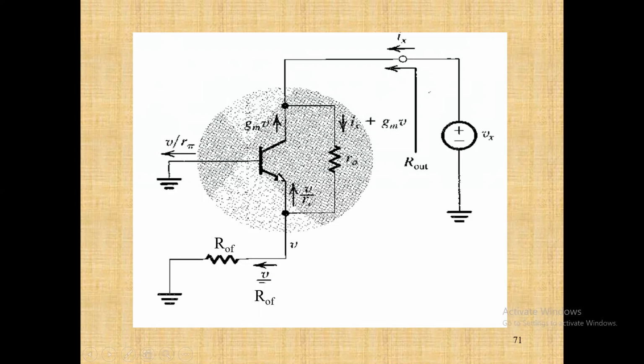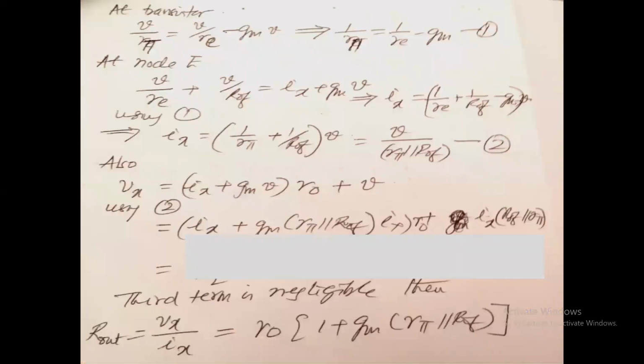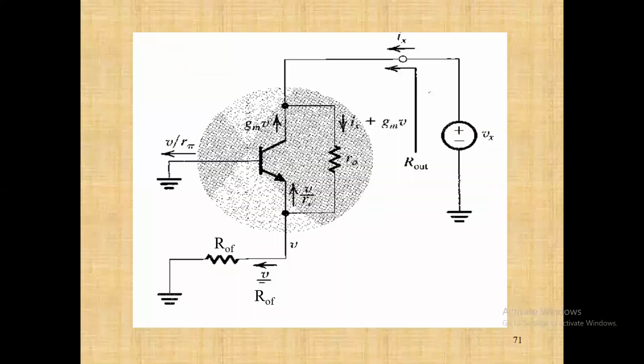And then, having written that over here, that is the one which is derived here, we go for the next one, that is at the node E. At the node E, if you see in the figure, at the emitter, we have this current plus this current equal to this. So that is V by ROF plus V by RE is equal to IX plus GMV. And that's what is mentioned there.